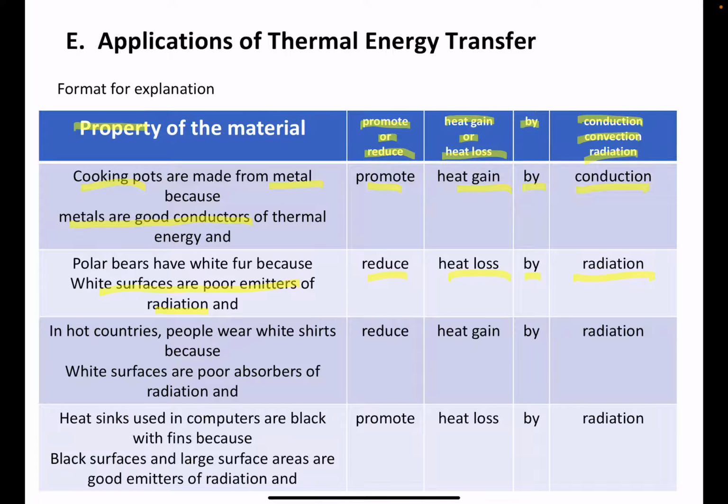Of course, trapped air. Air is trapped in the fur, and air is a poor conductor, and it reduces heat loss by conduction. Now, in hot countries, people wear white shirts because white surfaces are poor absorbers of radiation, and so it reduces heat gain by radiation.